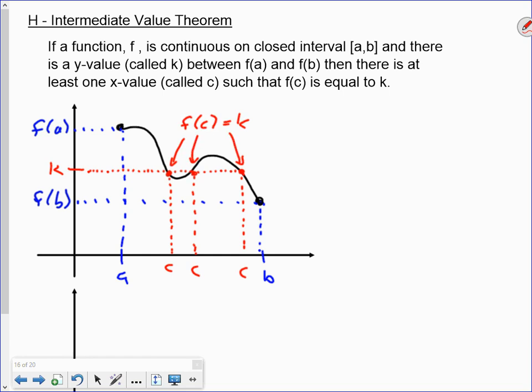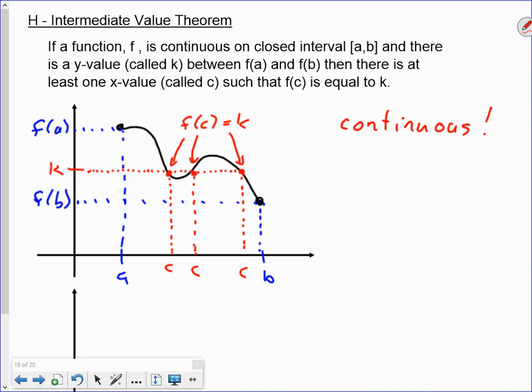So basically, what the intermediate value theorem is saying is that if you've got a y value, k, that is between two other y values, you're also going to have an x value that is between the two x values that correspond to your two y values. And this only works if your function is continuous. That's the big thing here.